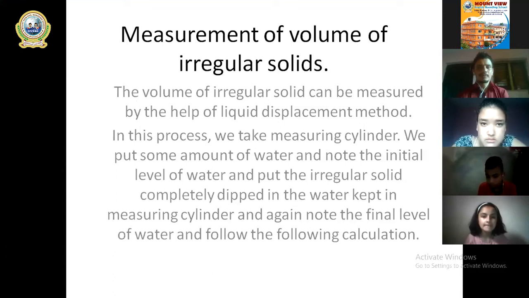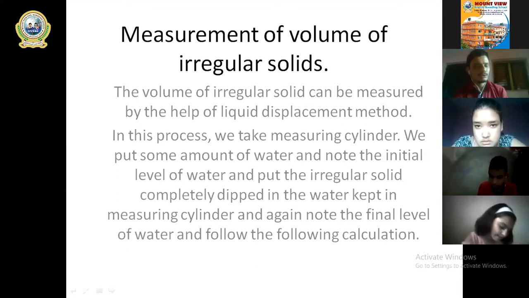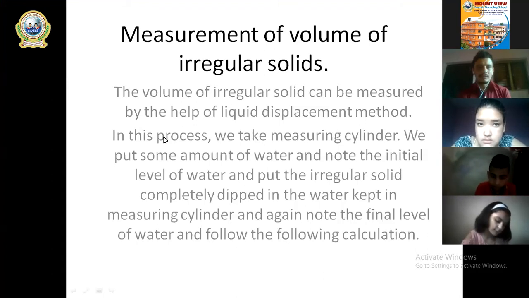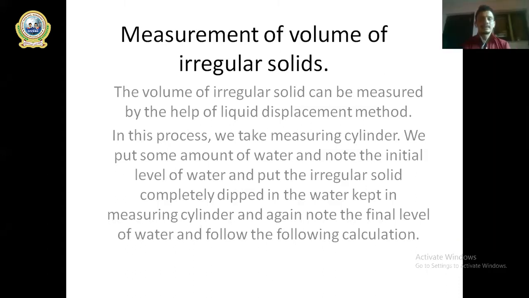In this process we take a measuring cylinder. We put some amount of water and note the initial level of water, and put in the irregular solid, completely dipped in the water, kept in the measuring cylinder, and again note the final level of water and follow the calculation. See in the picture there.